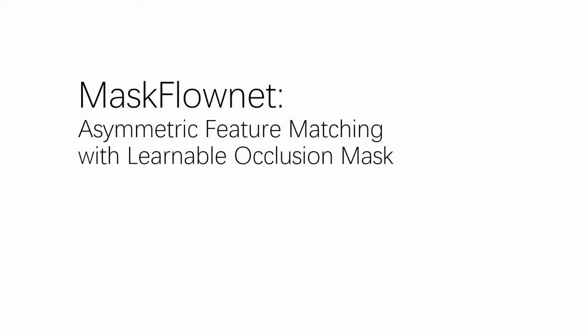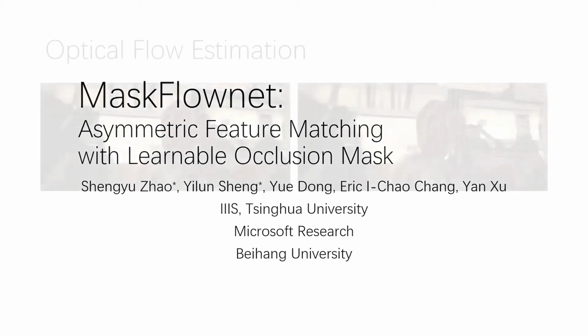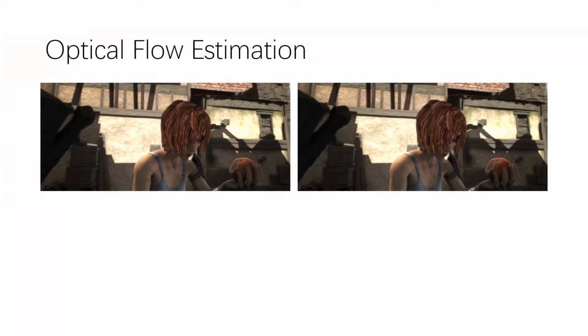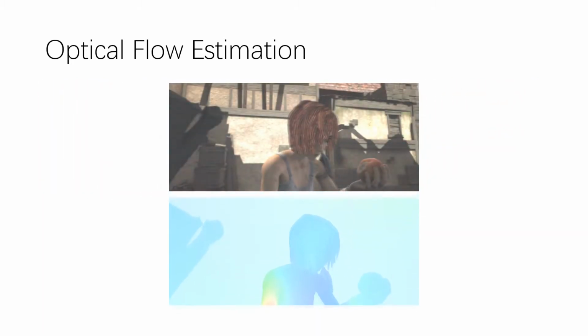MaskFlownet, asymmetric feature matching with learnable occlusion mask. Optical flow estimation is to measure the pixel-wise correspondence between the source image and the target image. It is a core problem in computer vision and a fundamental building block of many real-world applications.